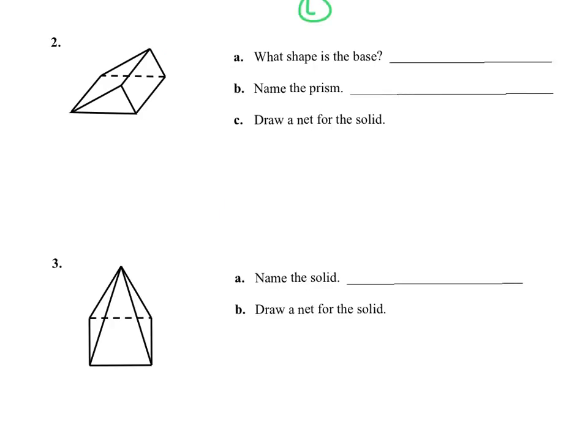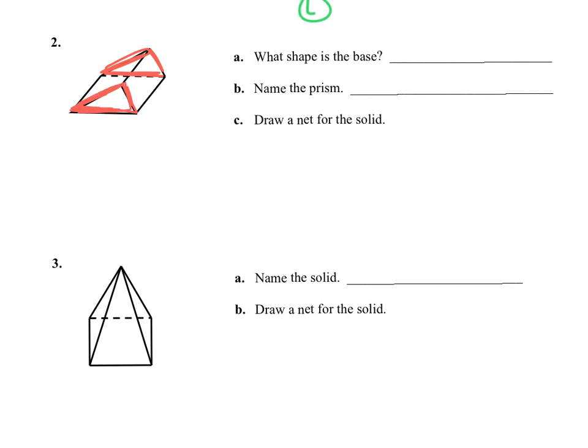Okay, here we are on number 2. Now, number 2, what kind of a shape is this? Well, if you look at the two parallel, congruent bases of this, you'll notice that they are triangular. Well, Mr. Burns, wouldn't this be a pyramid? No, this wouldn't be a pyramid. 1, because all of the other sides are rectangular, and 2, it doesn't meet at a singular point.